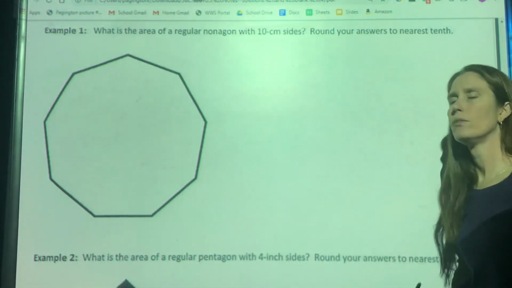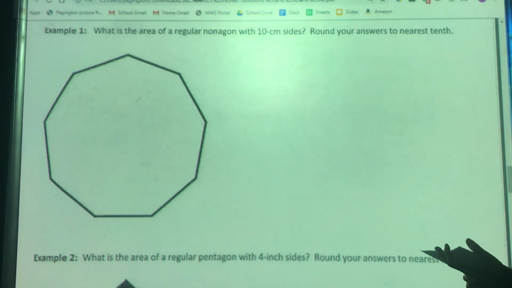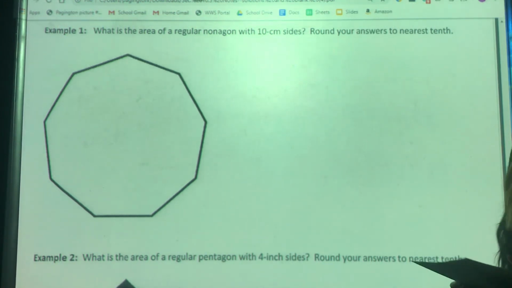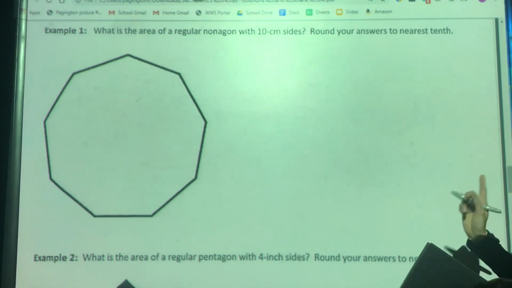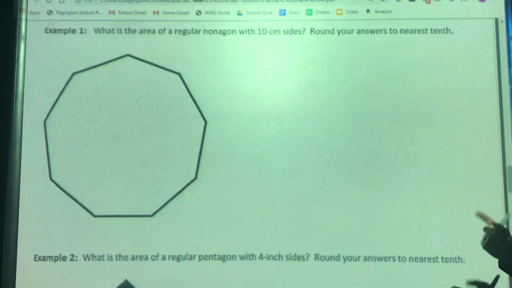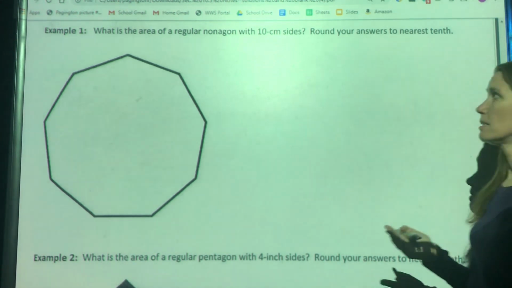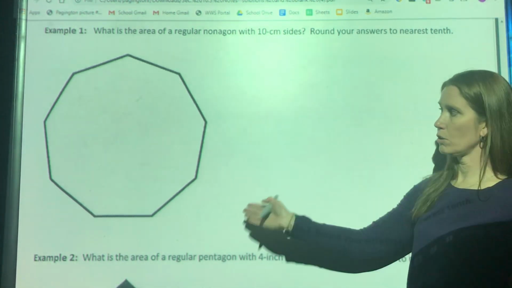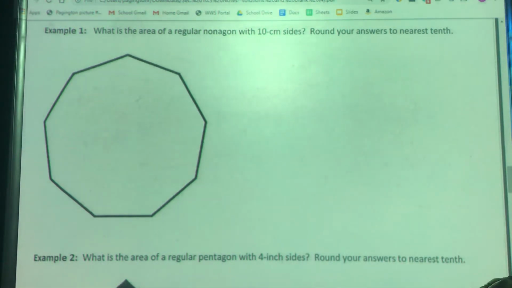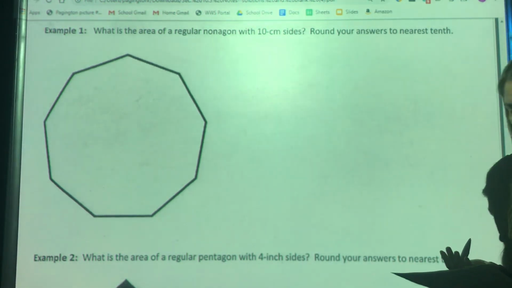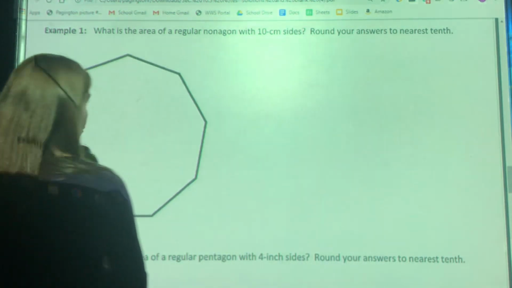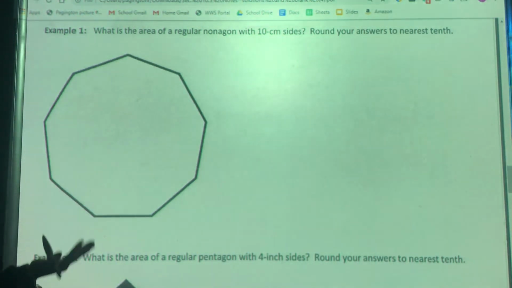All right, and here we go on example 1. So for example 1, it says, what is the area of a regular polygon with 10 centimeter sides? Or regular nonagon, I didn't read that correctly, nonagon, which means it has 9 sides. Again, that's either something you just know or you can count the sides. And it says round your answer to the nearest tenth this time. So you still want to leave it in exact form until the very end, and then you can round it to the nearest tenth. You don't want to round and round throughout the problem.